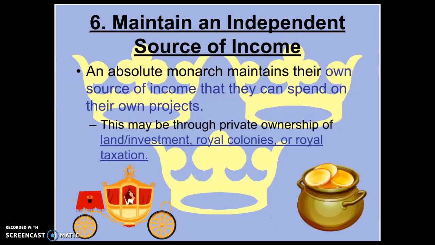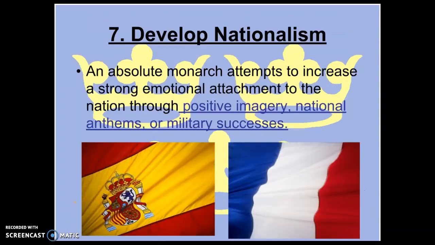All right, next. Maintain an independent source of income. An absolute monarch maintains their own source of income that they can spend on their own projects. This could be through private ownership of land, royal colonies, or royal taxation. That means they have a bucket of money that they keep to their own that they're going to spend on their own projects, kind of like a little salary they're getting.